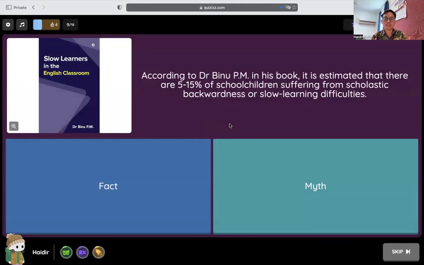I also varied the multiple choices, not only by four options A, B, C, D, but also by other types of questions such as true or false, and fact or myth, myth or fact, just to add variety to the question types. Adding this variety is very useful in order to avoid boredom and to build interactiveness.